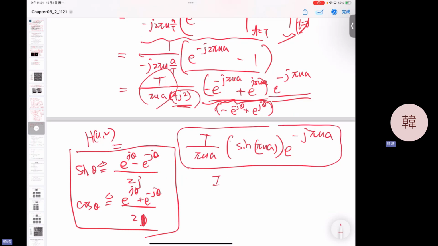Okay, so in general, we can come back to say I also have linear motion in the y direction. Let's write it clearly and repeat this again. Let's summarize this. H(u,v) is the result T divided by pi ua, times sine pi ua, and then times exponential minus j pi ua.